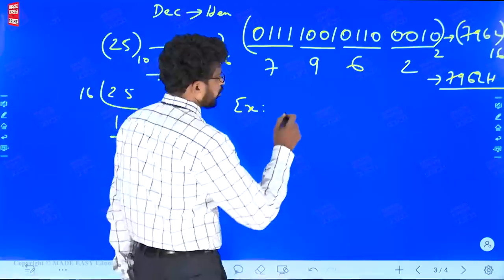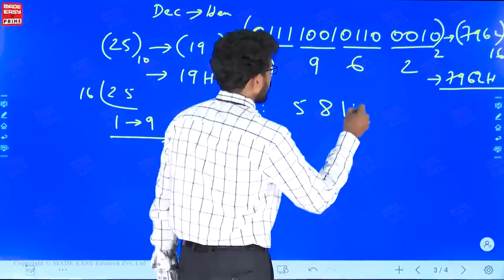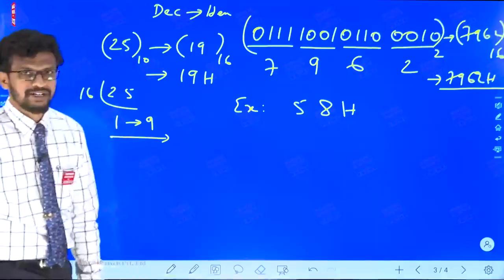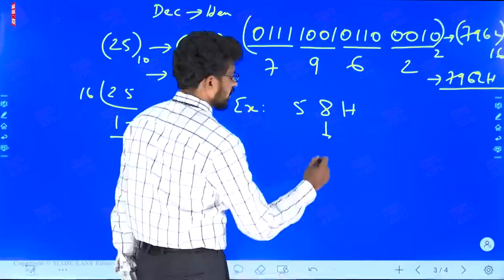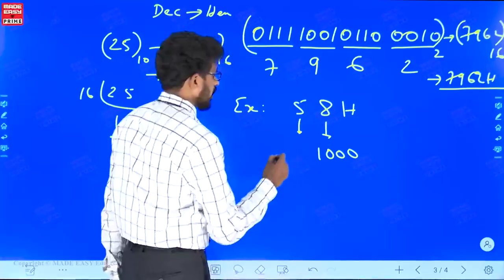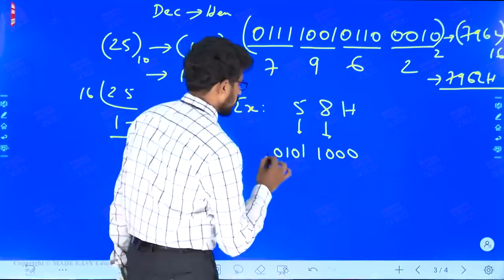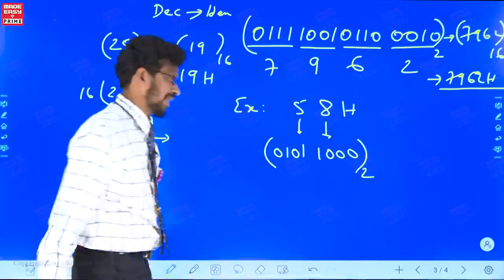Okay. Now I want you to write this data in binary. How do you write it? Very simple. 8, what is 8? 1 0 0 0. 5 is 0 1 0 1. So this is how I can write this data in the binary form.